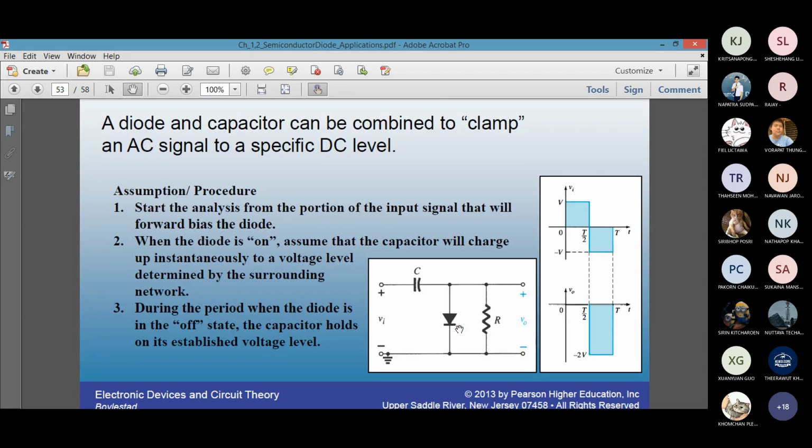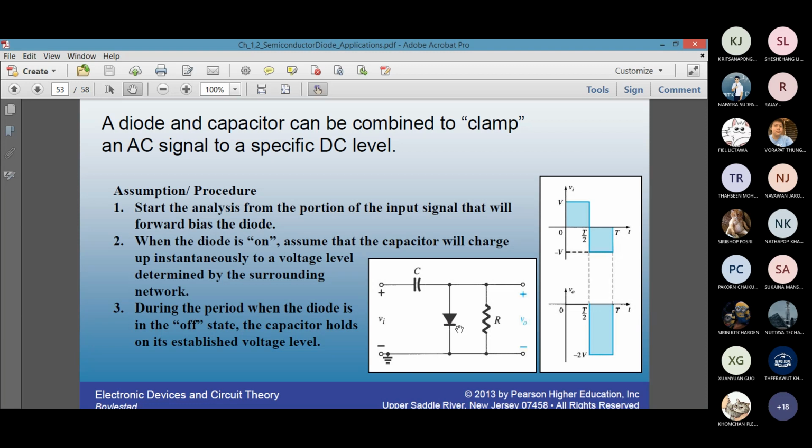What is a clamper? A clamper clamps or shifts the DC level of an AC signal to a specific DC level. The analysis of a clamper circuit is not straightforward like a clipper. First, you have to see what are involved. After the input, you have a capacitor, then you have a diode, and you have a load. First of all, you have to decide during which half cycle the diode is conducting. And then you do the KVL loop analysis, find the output voltage, also find the voltage and polarity of the capacitor.